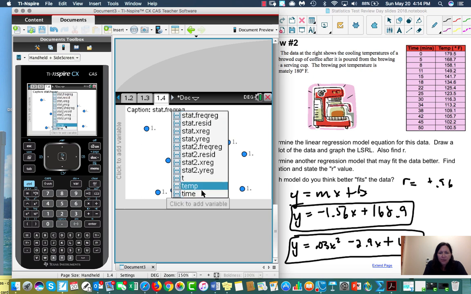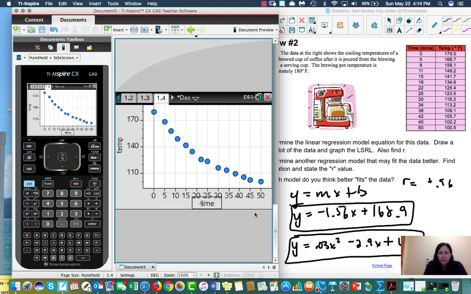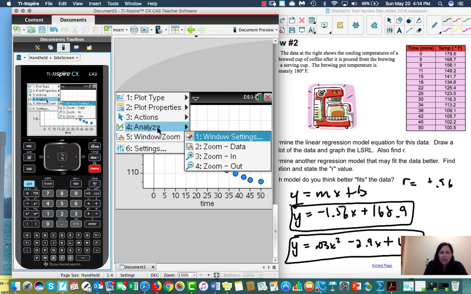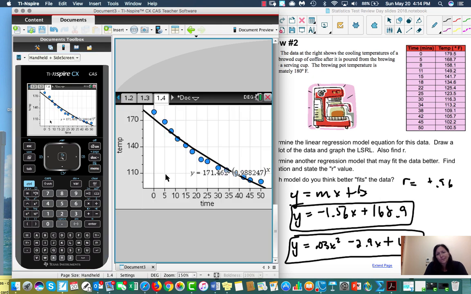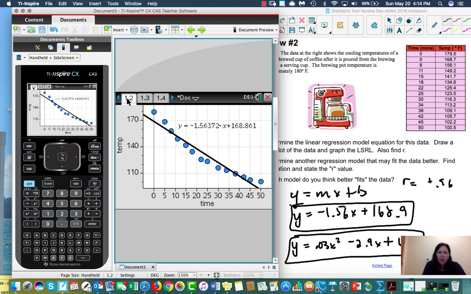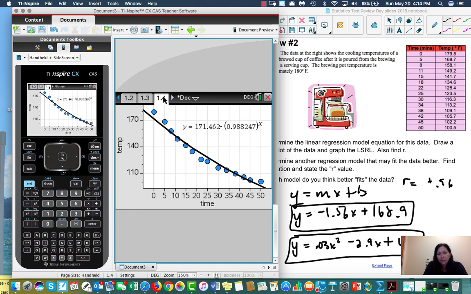I'm going to say there's my time again. Here's my temperature. Let's make this and see, do you think it would fit better as an exponential? What do you think about that? Do you think that fits it the best? So do you think it's a line, a quadratic, or an exponential? So that's where you're coming from.